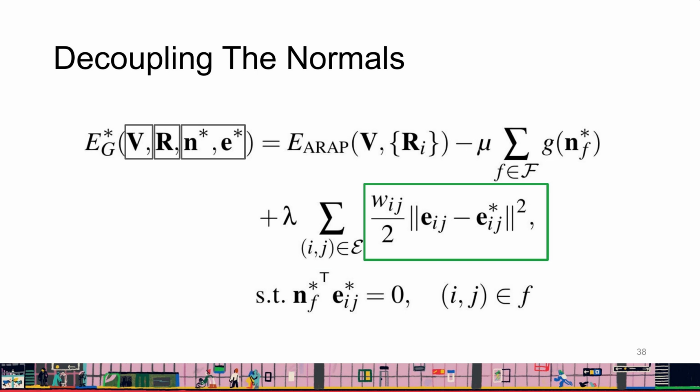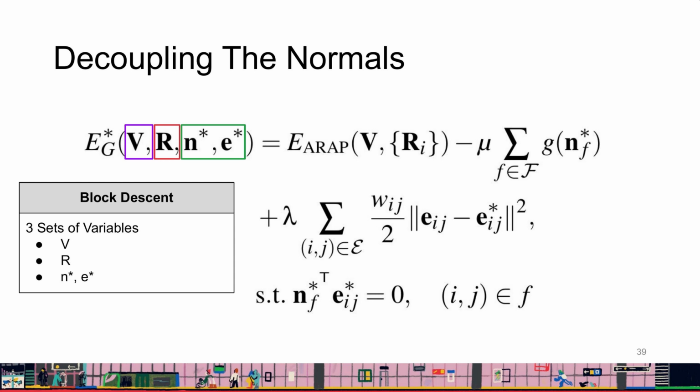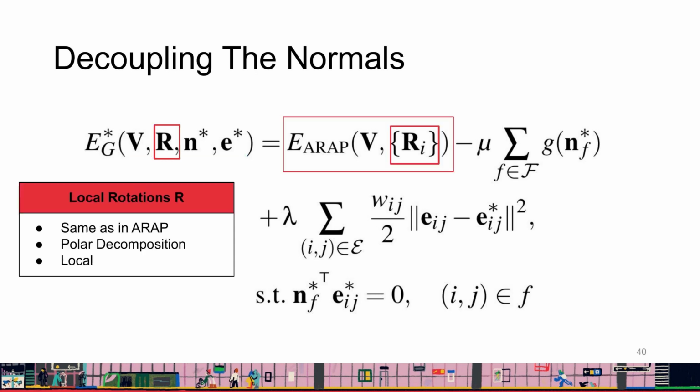We want to point out that the auxiliary edges and normals are not expected to converge to the current set of edges and normals. However, the term coupling the auxiliary edges to the edges of the actual geometry drives the real normals to have a higher g function value as well. As in the common ARAP optimization, we apply a block descent scheme on the now three sets of variables. We start with the local rotations r. Since they are only contained in the as-rigid-as-possible energy, they can be optimized in the usual way using a local polar decomposition.